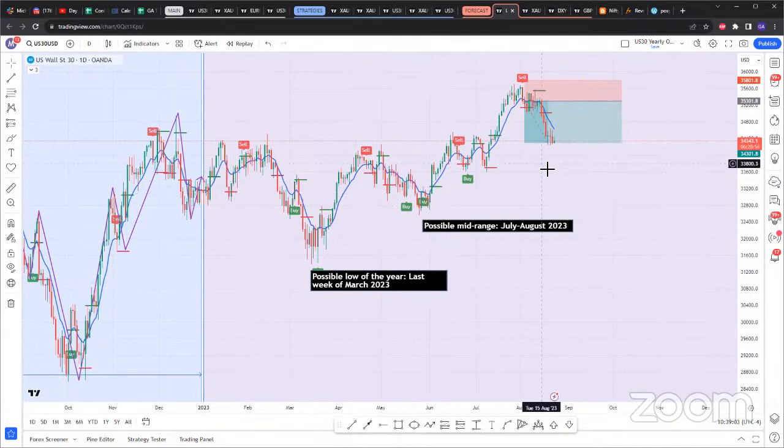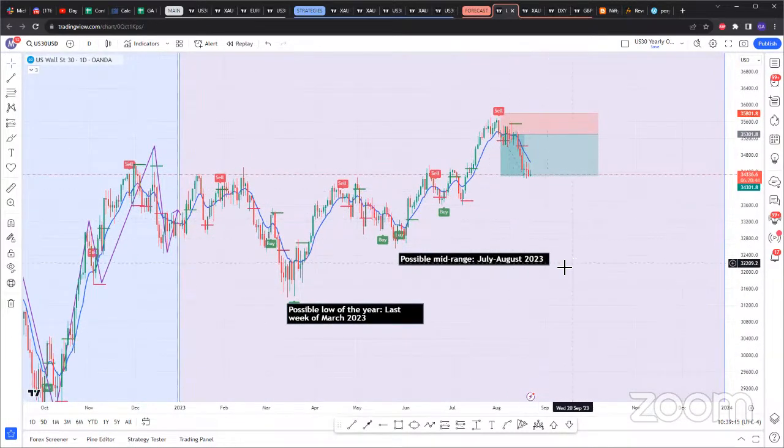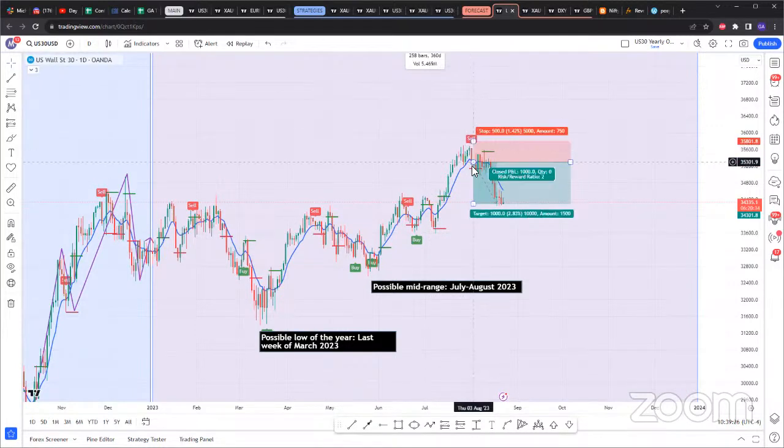So if it's 8 months, divide that by 2, right? So that's 4. So 4 plus 3, January, February, March, 4 plus 3 is about 7. So between July and August 2023 is when I anticipated the mid-range for US 30. And then guess what? Anytime between July and August, I was just waiting for a sell. And the sell came, and that's it.